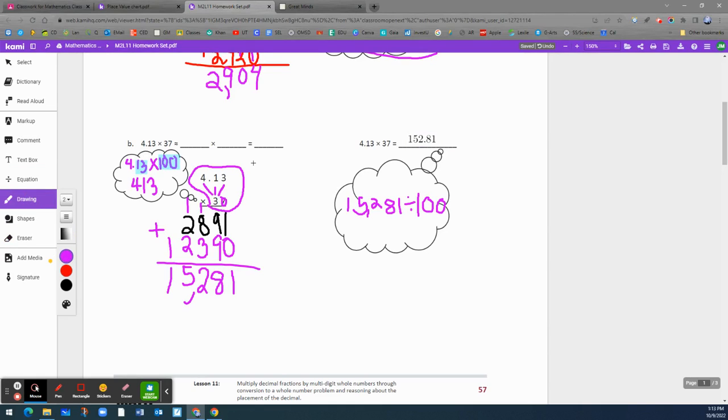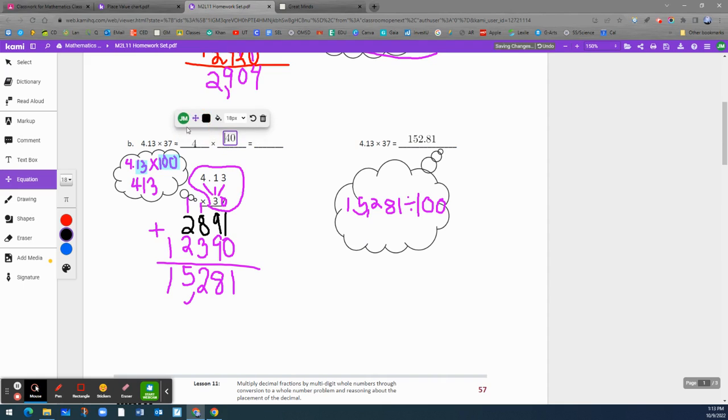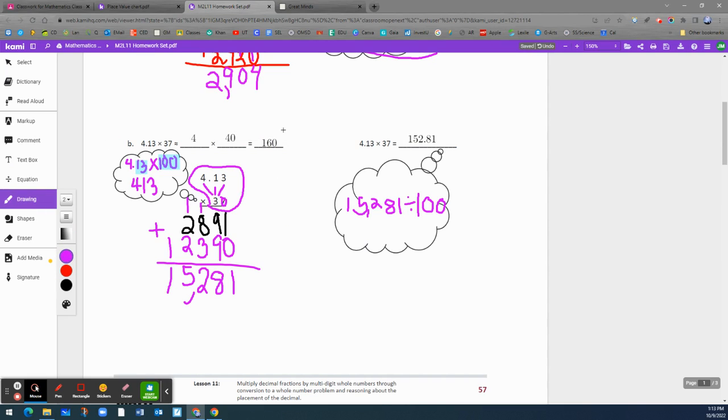Let's do our estimation to see if that's somewhat correct. We should be doing the estimation first, but let's just do it now. So 4 and 13 hundredths is rounded to 4 because 13 hundredths is really close to 4. 37 is very close to 40. Now, we multiply 4 times 4 equals 16 times the 10, which is represented by the 0, equals 160. And notice that this is a reasonable estimation because the actual answer is very, very close.